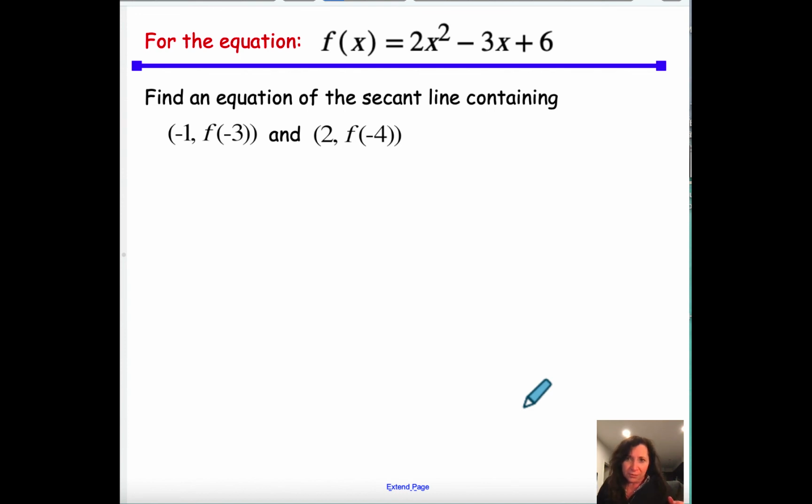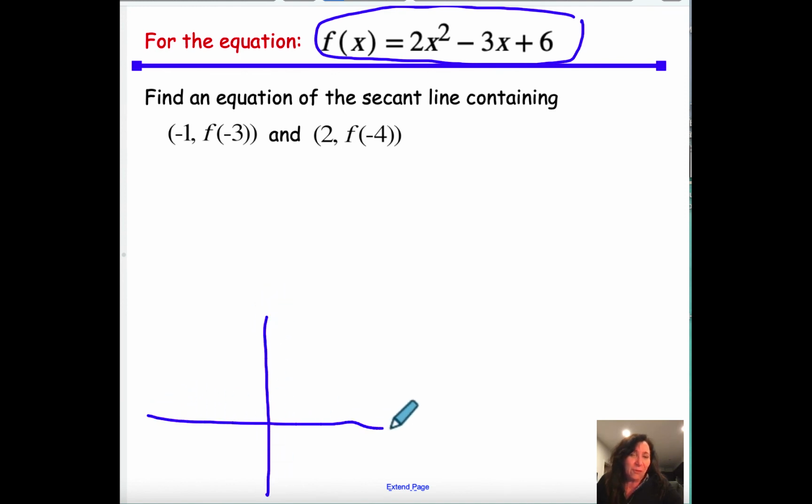The last type of question you're going to see on the quiz is this kind of problem. They're going to give you an equation. Oh, look, it is a parabola again. If I were to graph this parabola, it's got to go through 6, right? I'm not sure what it looks like, but I know it goes through 6 because of the plus 6. That's my y-intercept, so it has to go through 6.